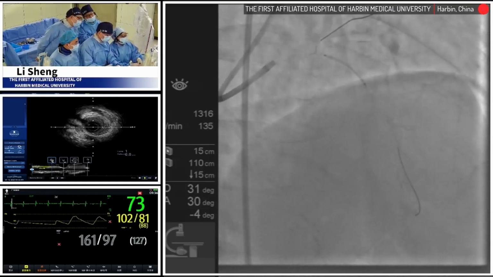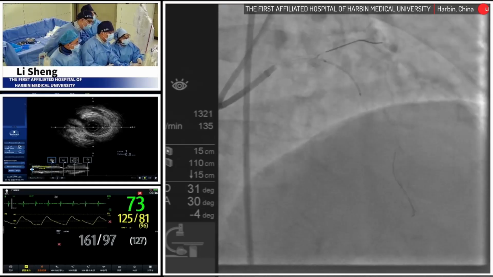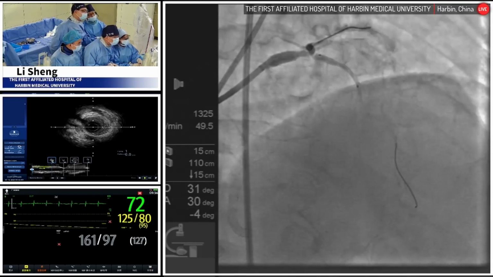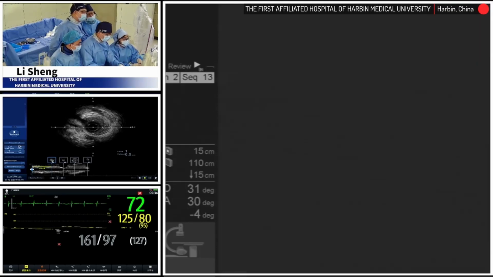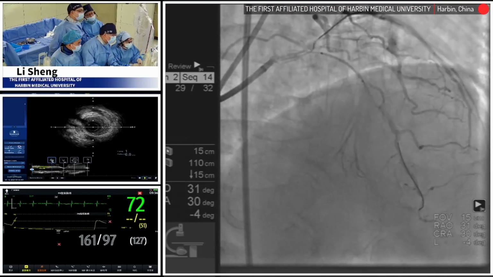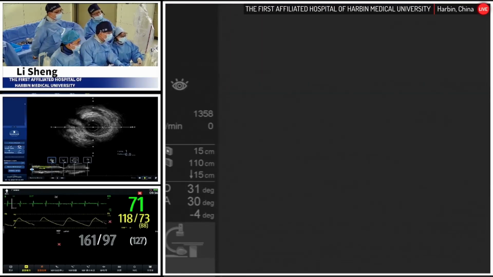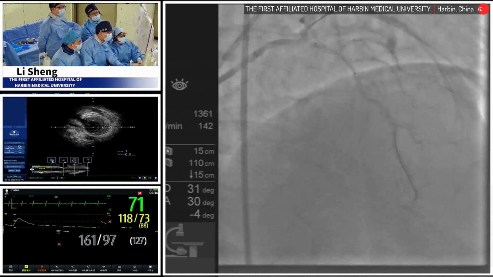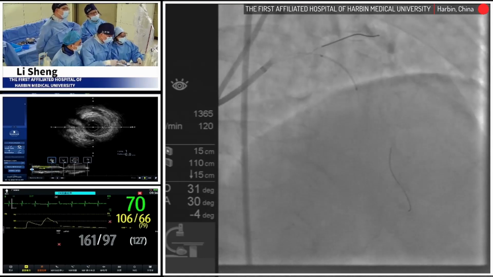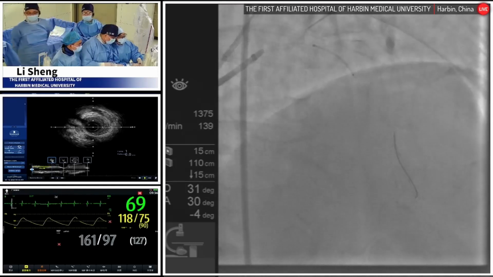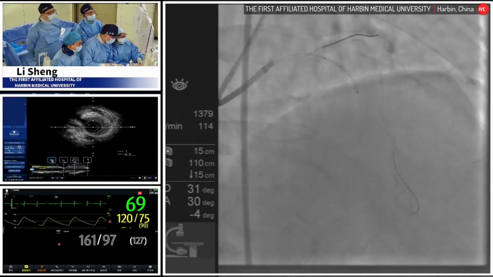Dr. Wang, I think it's enough. Is it good? Yes, I think it's in a good position. Okay. So what stent are we using? What stent do we choose? Resolute. Resolute. Okay.